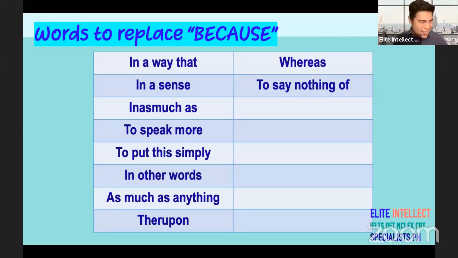Diba? Ay, ang taray, diba? Nag-IELTS ka lang, hindi na lang "because" ang alam mo ngayon. Diba? Alam mo na rin yung "in a way that," "in as much as," at saka "as much as anything." And most importantly, "I beg to differ." See, my students and even the viewers of IFNG, they know the things that I love to say. Okay, that's good. All right, next one.